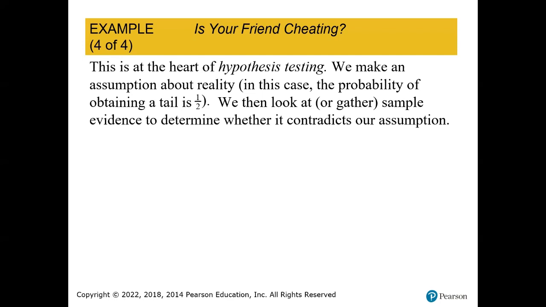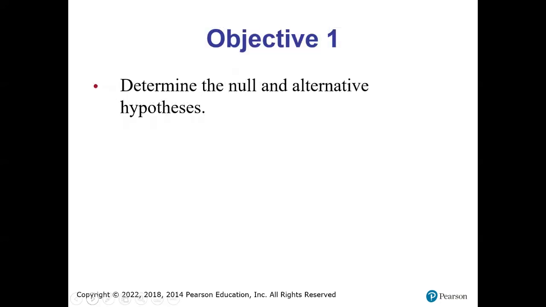We make an assumption about what we believe to happen or from prior research. Our assumption is that in general, it should be 50-50 to get a tail. And then we're going to gather another sample set of evidence and determine whether that contradicts our initial assumption. So there's 2 assumptions here. We have the null and then our alternative. Anytime we want to perform a hypothesis test, we are going to have to create 2 hypotheses.